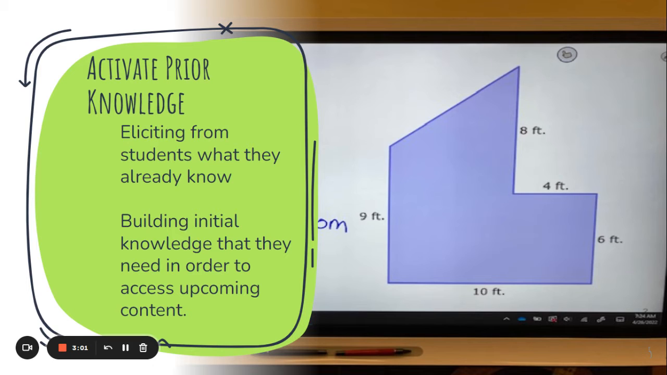So another way that what do you notice is very helpful, it helps activate prior knowledge. We want to remember that activating prior knowledge is actually finding out what the students already know. Our students come to class with a wealth of knowledge. We also want to make sure that we build on whatever knowledge they do have and what they need in order to access upcoming content.